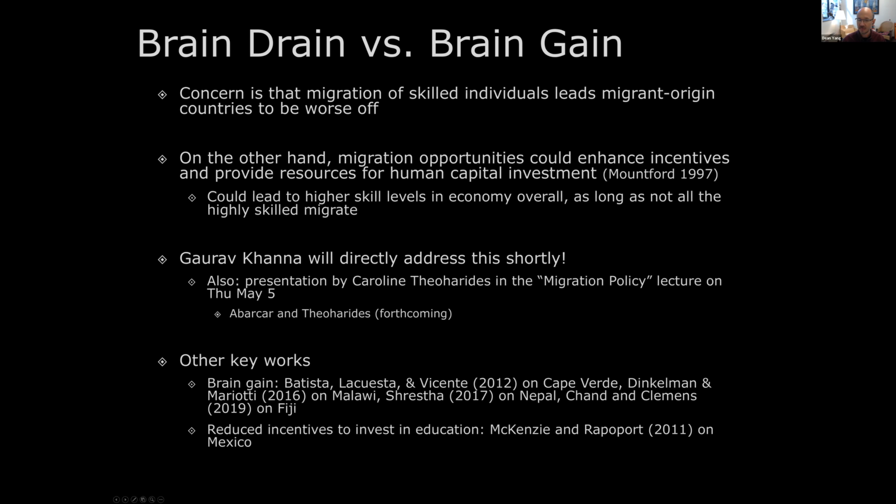Batista et al. on Cape Verde, Dinkelman and Mariotti on Malawi, and Sresta's work on Nepal, Gurkha migration from Nepal, as well as Chan and Clemens on Fiji. All of these papers have shown in different ways that are quite convincing increases in human capital accumulation in the home country when international migration opportunities open up. So quite the opposite from brain drain, we get brain gain.